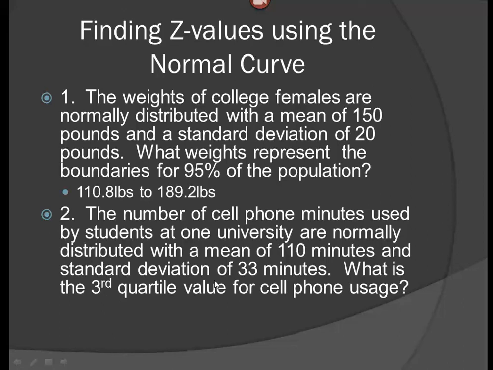Here, with these parameters, a mean of 110 minutes and standard deviation of 33, you're asked what the third quartile value is for cell phone usage. Remember that third quartile is another word for the 75th percentile. The third quartile has 75% to its left, and so that's what you want to put as your area to the left. The answer that you should get is 132.11 minutes. This concludes this part of Module 8.